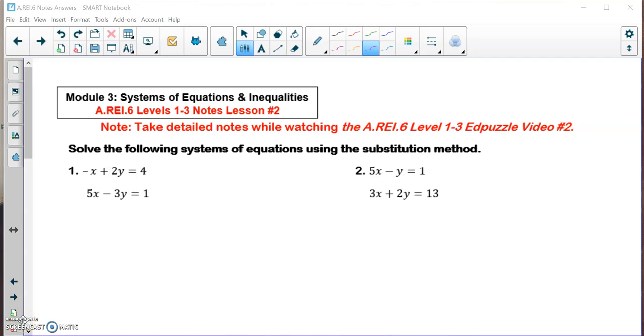Okay, so now we're going to be solving a system of equations using something called the substitution method. In the substitution method, you are going to isolate one variable within one of your equations. Now I'm going to give you a little tip, like in number 1 and number 2. The easiest variable to isolate is a variable that has a coefficient of 1 or negative 1.